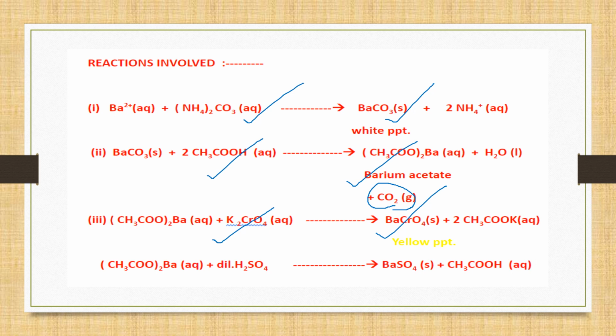And the second is on adding dilute sulfuric acid to it, it will give me barium sulfate. That is a white precipitate. We have done this in the test for sulfate ion in the acidic radicals. So you must remember that this is a white precipitate which has a characteristic property that it is insoluble in HCl.